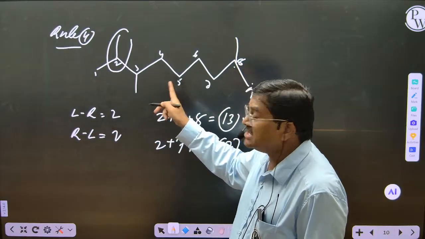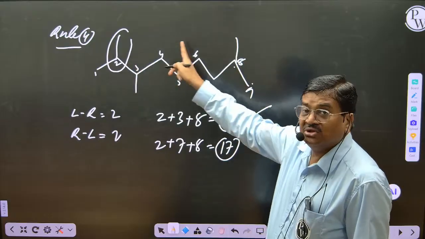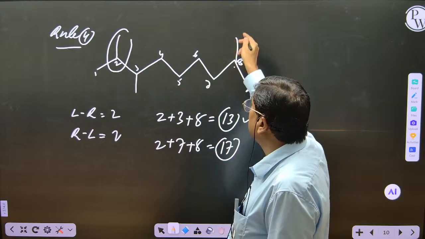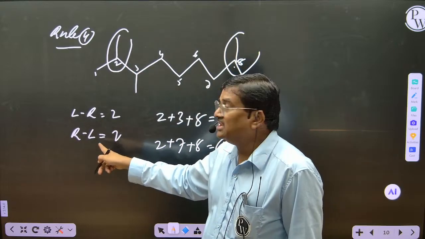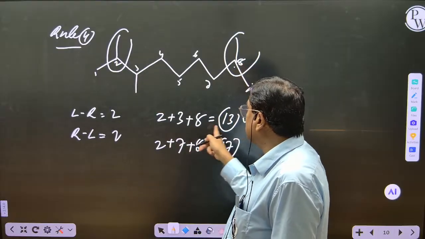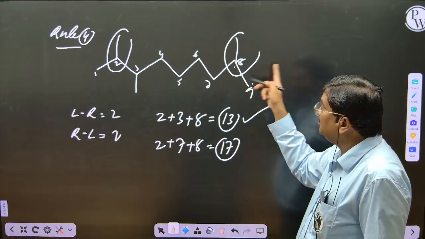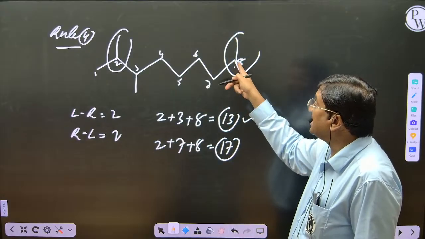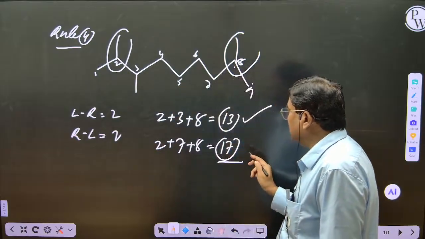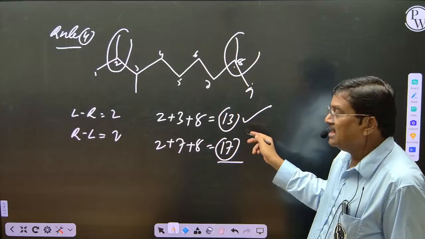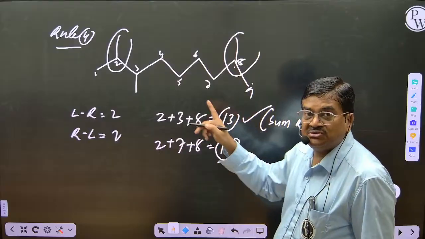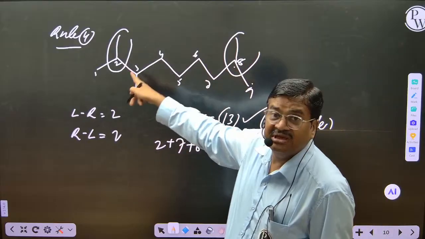So when we go by sum rule, if the first locant is coming the same on both sides, getting the idea? If the first locant in both cases is the same, then you have to go by the sum rule. What is the sum rule? Add the locant positions. Here 2 plus 3 plus 8, that is coming 13. And when I move from right to left, here how much am I getting? 8. This is second, third, fourth, fifth, sixth, seventh, plus this is 8. This is coming 17. So the smallest number is preferred, and that rule is called the sum rule. So when you go by sum rule, the first locant in both cases is coming the same.